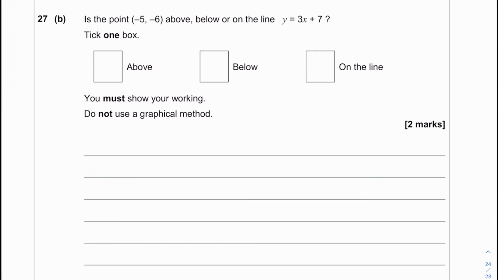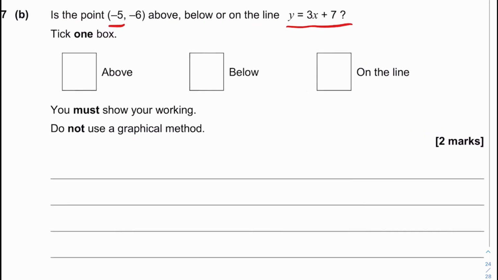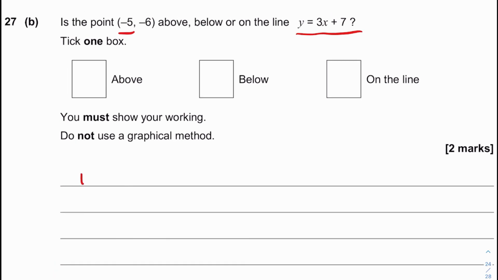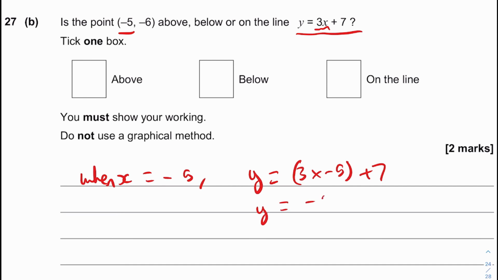So for question 27 part B, we are given a point -5, -6, and we need to say if it's above, below or on the line y equals 3x plus 7. And we can't use a graphical method either. So what we need to do is we need to sub in our x coordinate, -5, into our equation of the line. So when we do that, we can say first of all, when x is equal to -5, we've got y is equal to 3 lots of our -5, then we've got plus 7, so y is equal to -15 plus 7, and therefore y is equal to -8.